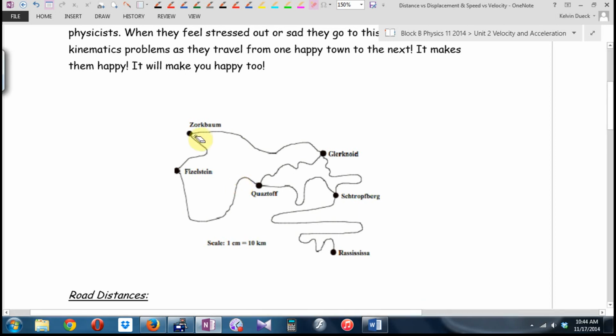Hey, measure the displacement from Z to G. From Zorkbaum to Glurknoid. Just again, so that you know your ruler is accurate. Yes, Spencer, you too. What do you get? 5.3, 5.2, 5.4. There's going to be some variation. Did you put it on the middle of the dot or on the end of the dot? Okay, so 5.3, which would be okay.